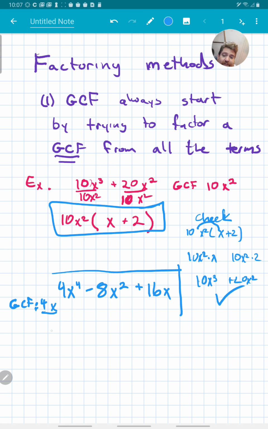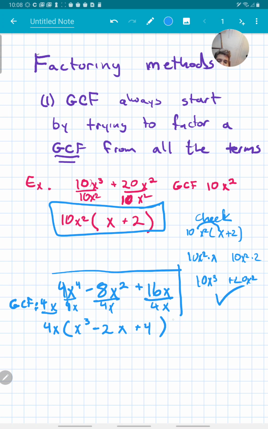Now we can divide everything by 4x and write the leftovers in our group. Divide this first one by 4x. 4's cancel. X to the fourth over x to the first leaves you x cubed. Divide the second one by 4x. Negative 8 divided by 4 is negative 2. Your x's, divide those. X squared over x leaves us an x to the first power. And the last term, divide it by 4x. 16 divided by 4 is 4. The x's cancel, and that appears to be our factored form.